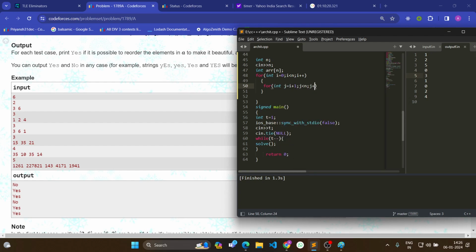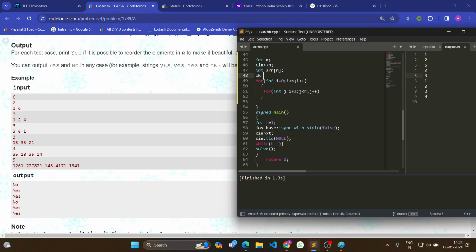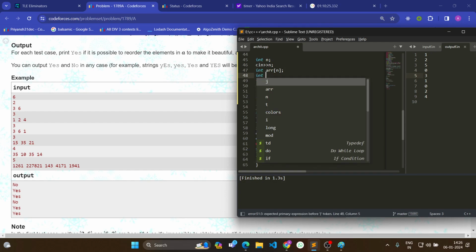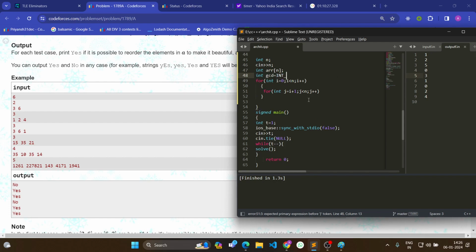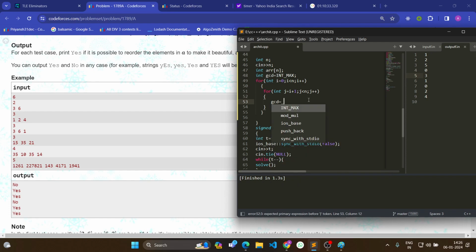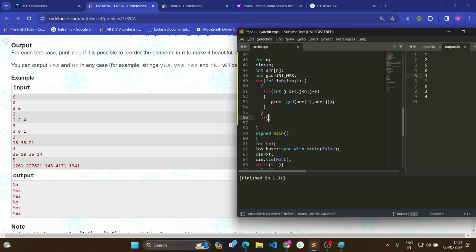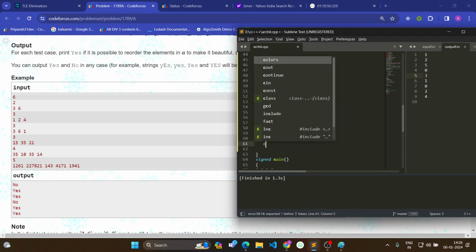j is less than n, j plus plus. Let's say gcd is some int max, and gcd is equals to __gcd(arr[i], arr[j]), right? If gcd is not equals to 1, answer is no, else answer is yes.